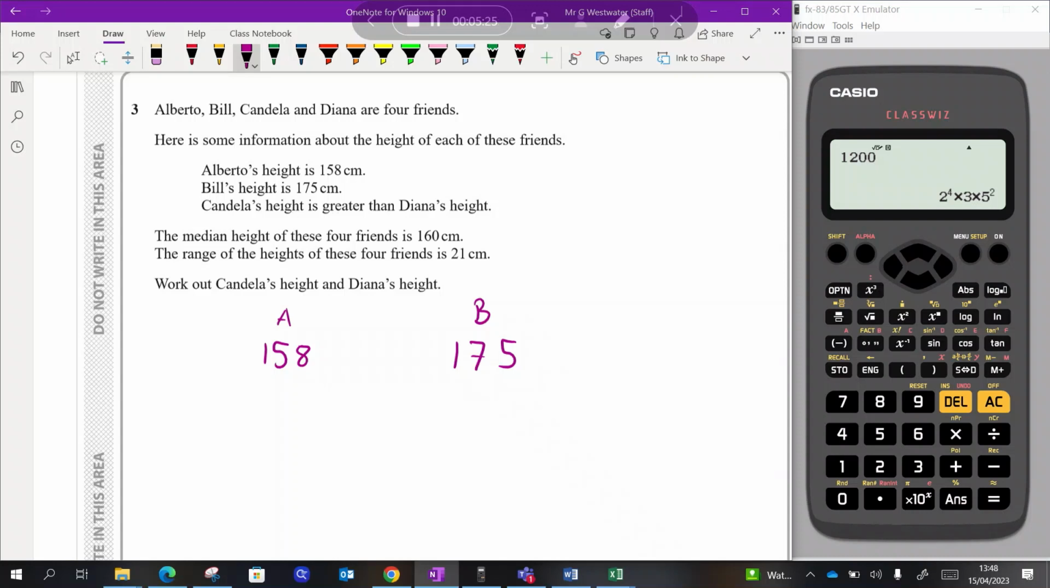If Candela's height is greater than Diana's, we could have C and D here. We could have C here. We could have C here. We could have D here, or we could have D here.